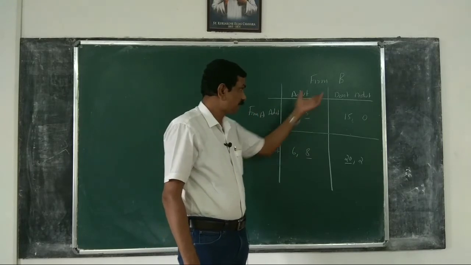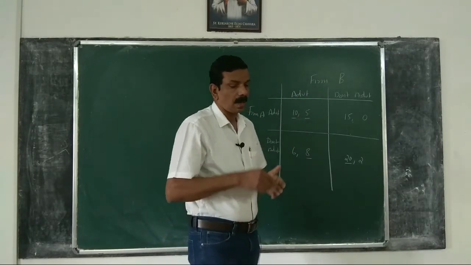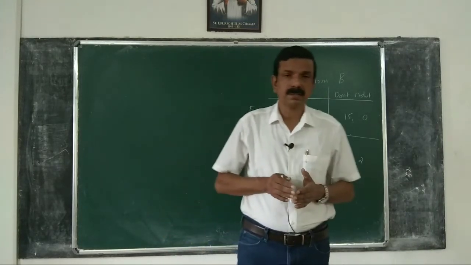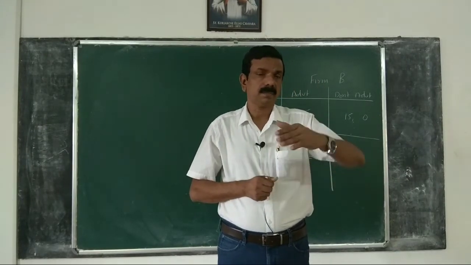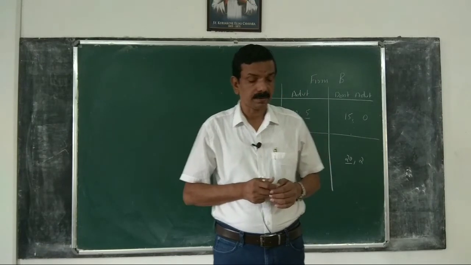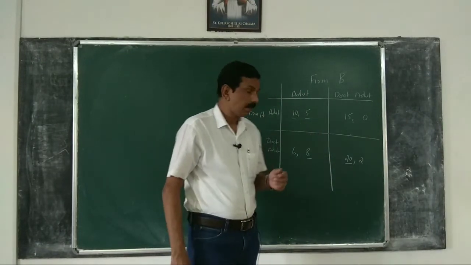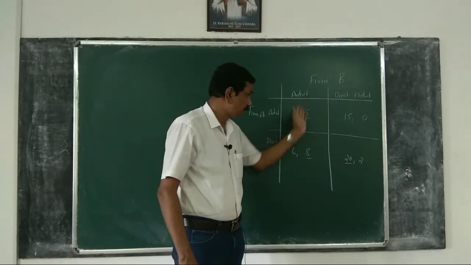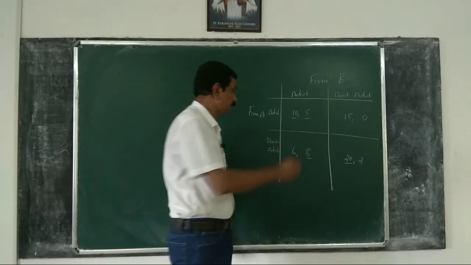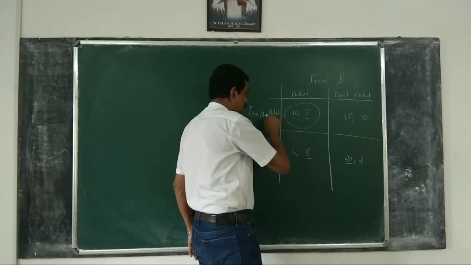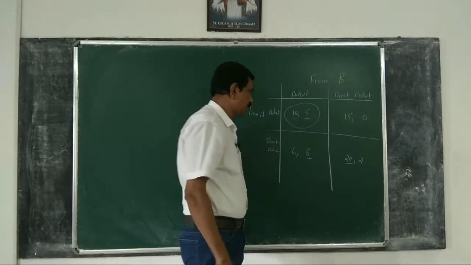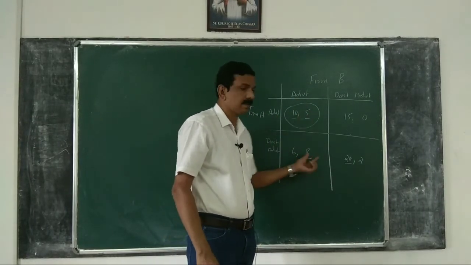So as B has a dominant strategy, and if A believes that B will adopt its dominant strategy, it is better for A to advertise. So the equilibrium is both firms advertise. Both firms advertise, and A will again get a payoff equal to 10 and B will get a payoff equal to 5.